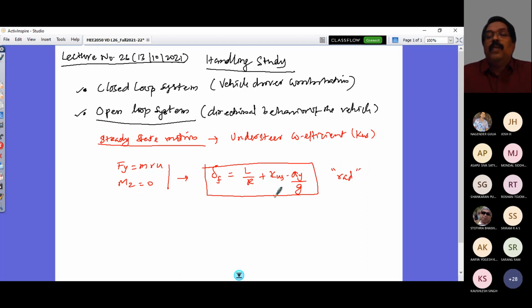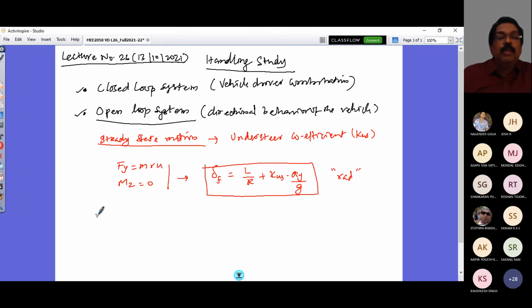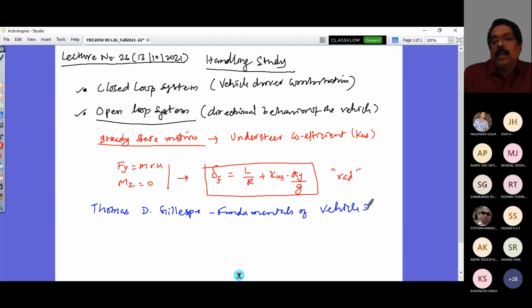If that is so, what is the unit you see in other textbooks? The lecture reference is from the textbook by Thomas D. Gillespie, Fundamentals of Vehicle Dynamics. In that, chapter number 6 is steady state cornering, and you would refer to that maybe for today's lecture and tomorrow and one more lecture for that. If you look at that textbook, this equation is given in terms of degrees. So you should not worry about it.